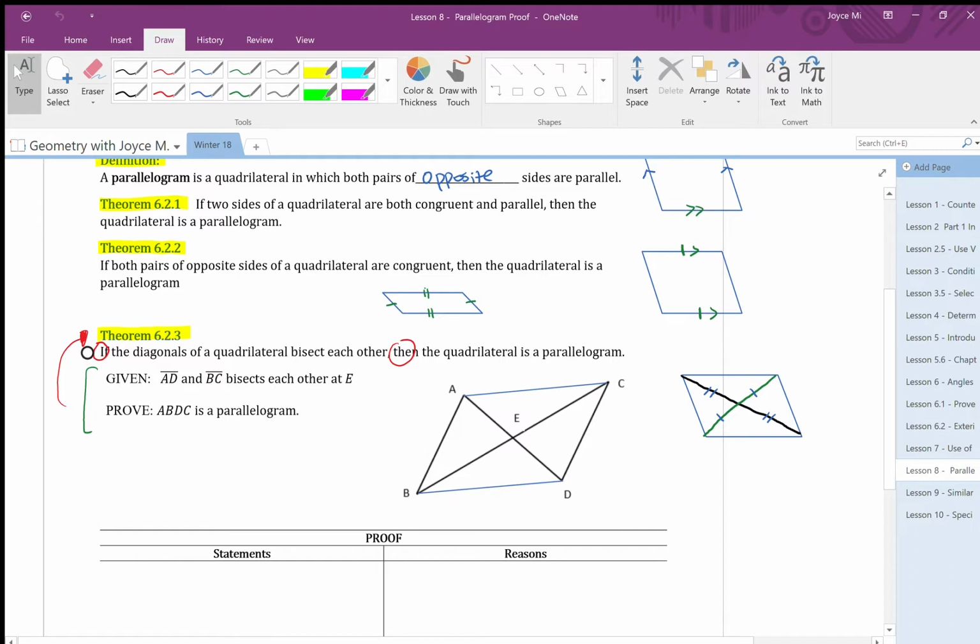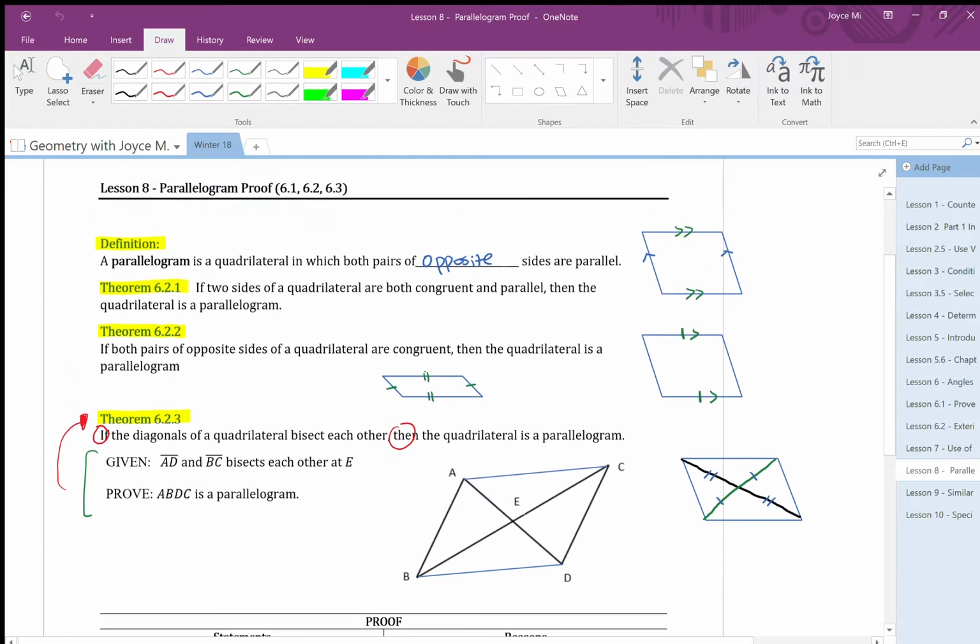So I'm asking you to prove that this theorem can be used to show that a quadrilateral is a parallelogram. If I use 6.23 to prove this here, it's telling me that, wait, I'm assuming this is true first, and then I use that to prove it. So you can't do that. So we cannot use 6.23 to prove itself. So be very careful here. We cannot use the theorem to prove itself.